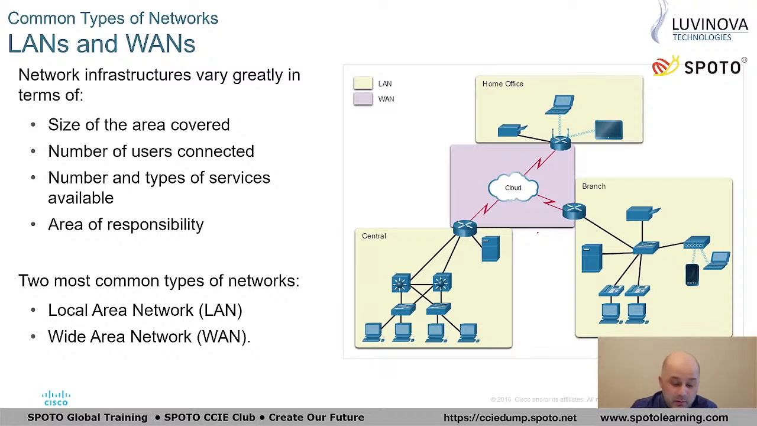Network infrastructures vary greatly in terms of the size of the area covered, the number of users connected, the number and types of services available, and the area of responsibility. So, LAN, local area network, is basically your building. The geographical location is limited to a building, small, big, or large, but still a building. The other is a wide area network. If you are trying to connect, for example, the Toronto head office with the Montreal or Vancouver head office buildings, it's city to city, country to country, or continent to continent. That is your WAN connection.